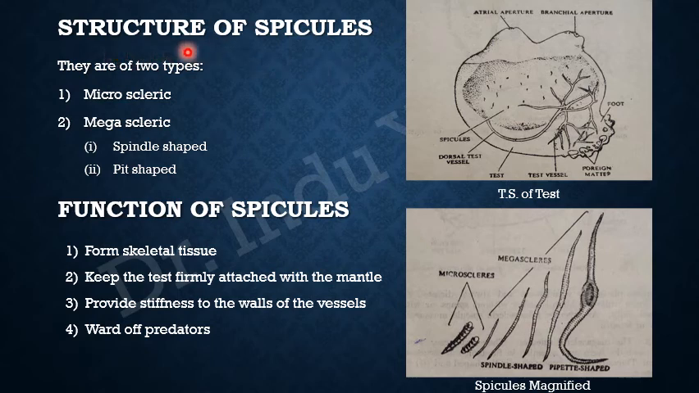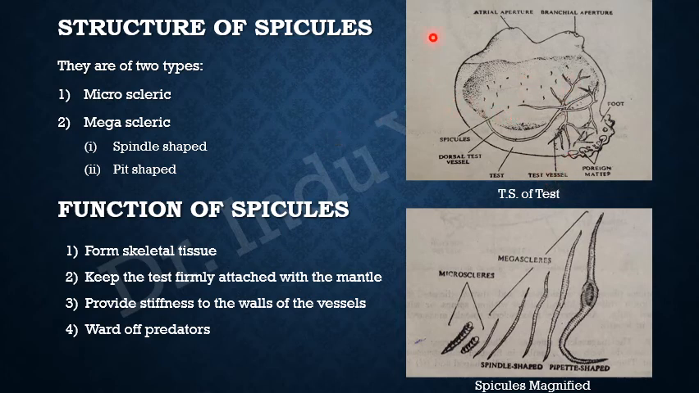Now here is the structure of spicules. This I have already done, and as you can see, they are of two types, microscleric and megascleric. And megascleric spicules, they are of two shapes, spindle shaped and pipette shaped. The spelling is wrong. By mistake it has become pit. It is pipette shaped spicules.